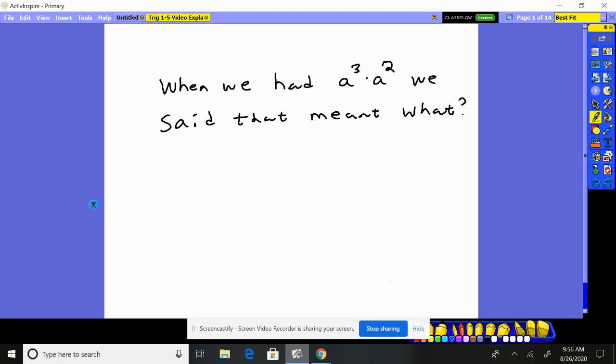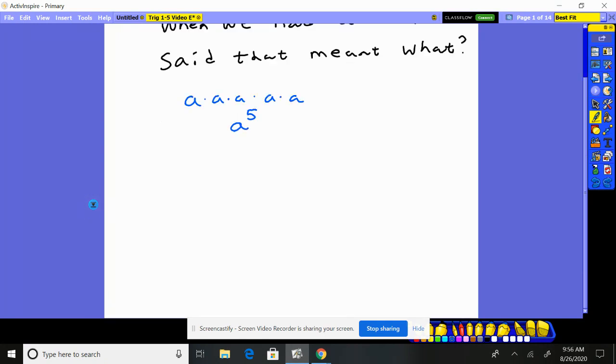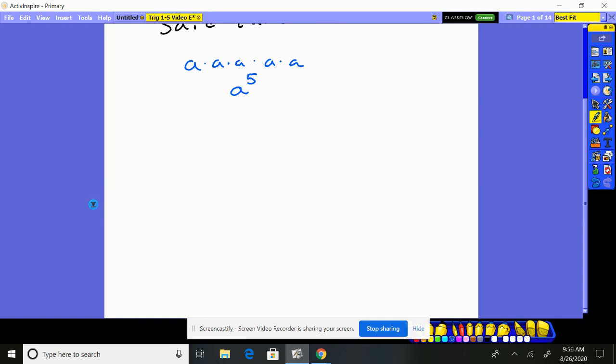All right. When we had a to the third times a to the second, what did that mean? Well, we said a to the third means an a times an a times an a, and a to the second means a times a. So all that together means a to the what? Fifth power.